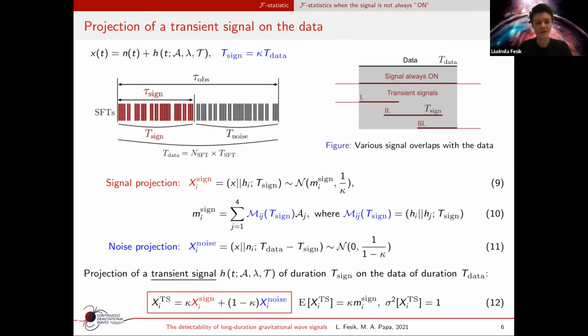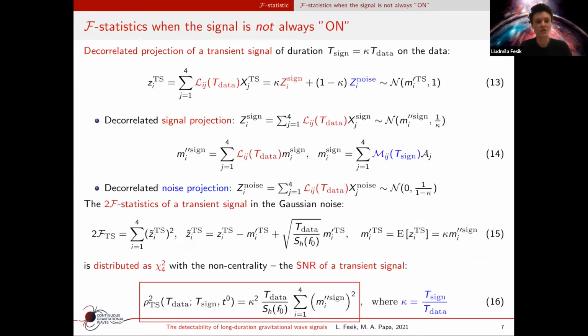These are four variables, Gaussian, but non-independent variables. In order to make them independent, we also apply the correlation matrix. I note that the correlation matrix, as before, is computed with the scalar products over all the data duration. So then we consider the correlated signal projection, and I'd like to note that the mean value now consists of the composition of the correlation matrix computed over the data duration and the covariance matrix computed over the signal duration.